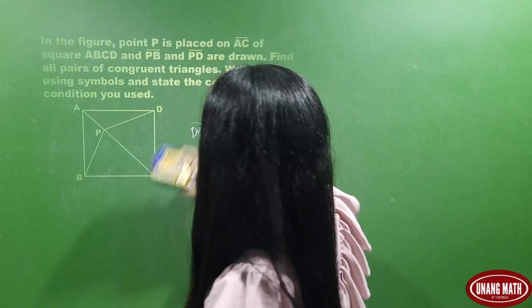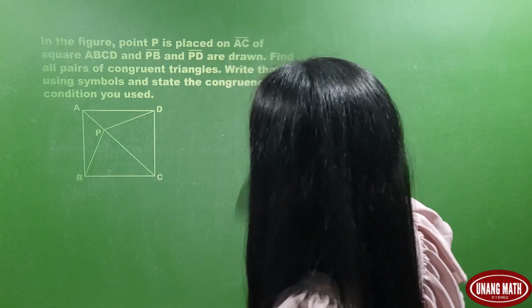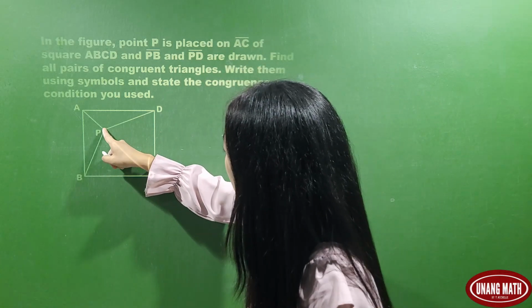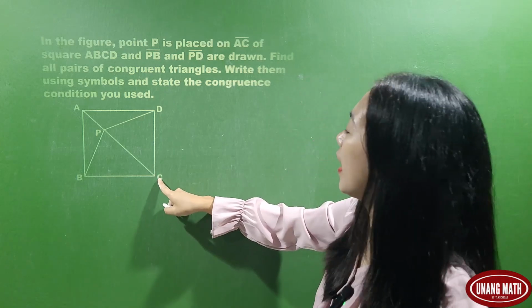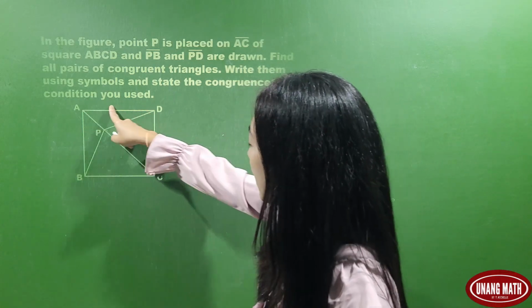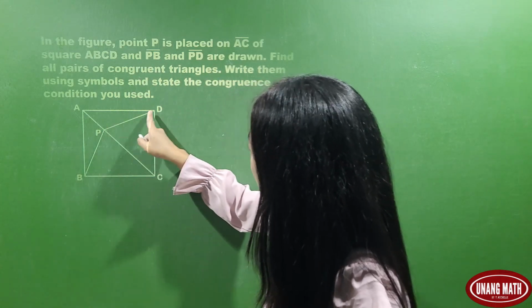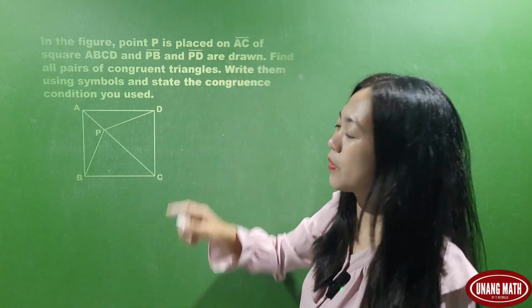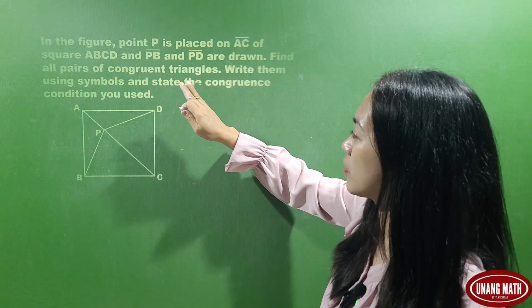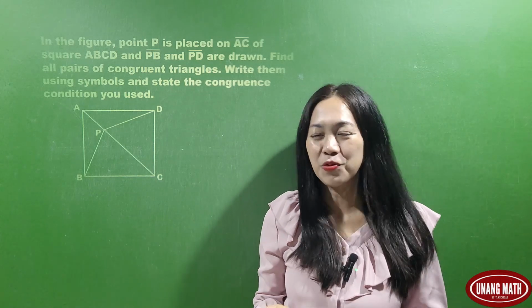Okay, this time let's answer this simple question. In the figure, point P is placed on line AC of square ABCD, and PB and PD are drawn. We will find all the pairs of congruent triangles, write them using symbols, and state the congruence condition we use.